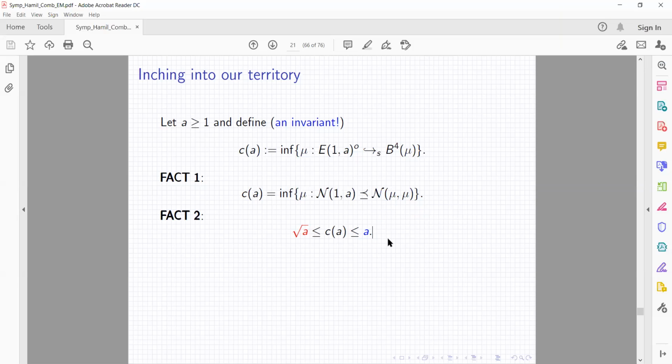Eddie, yes. C of A is an integer sequence, right? Sorry? C of A is an integer sequence. C1, C2, C3. For every A, there's a... Oh, Doron, actually, it can be anything.